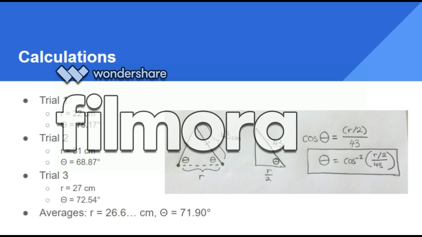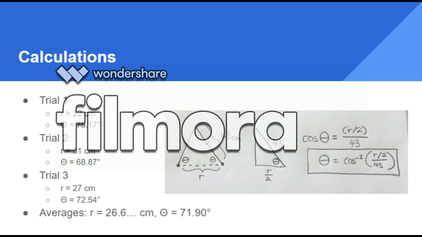The first step in doing so was calculating the tension forces, primarily the horizontal tension force, in which we needed to determine theta. Since the masses of the balloons were the same, 3.5 grams, and the length of the connecting strings were the same, 43 centimeters, we were able to treat this setup as an isosceles triangle, in which the bottom base was r over 2 and the hypotenuse is 43. From this, we were able to use the law of cosines to determine the angle theta.